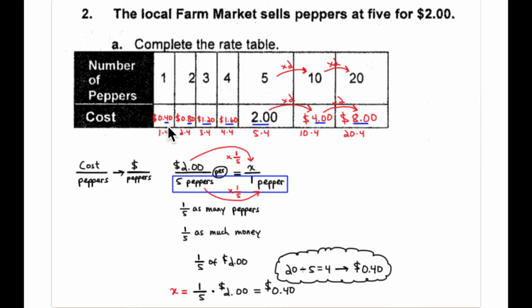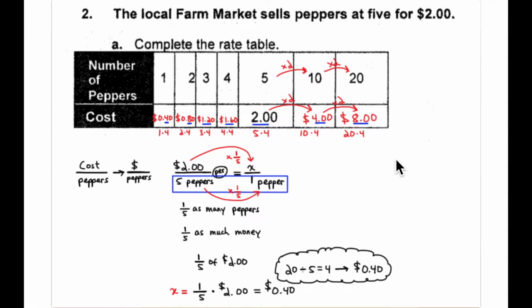And right here, I'm just showing you what I think in my head to do the calculations. 1 times 4 is 4, 40 cents. 2 times 4 is 8, 80 cents. Skip ahead up to here. 10 times 4 is 40, that's $4. 20 times 4 is 80, that's $8. Now these calculations are done based on the unit price.